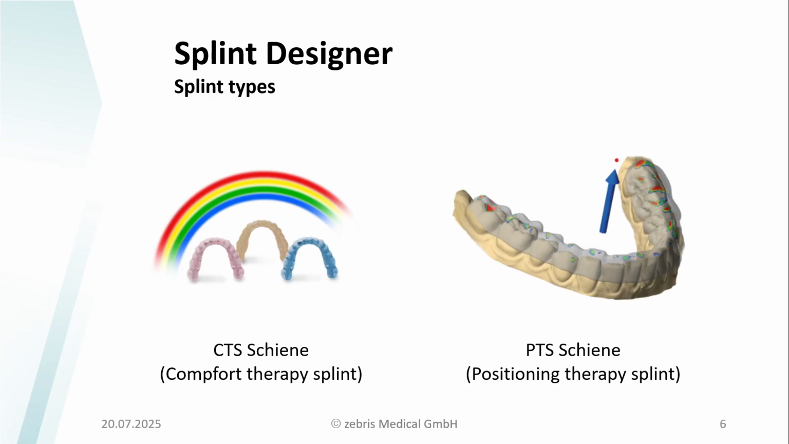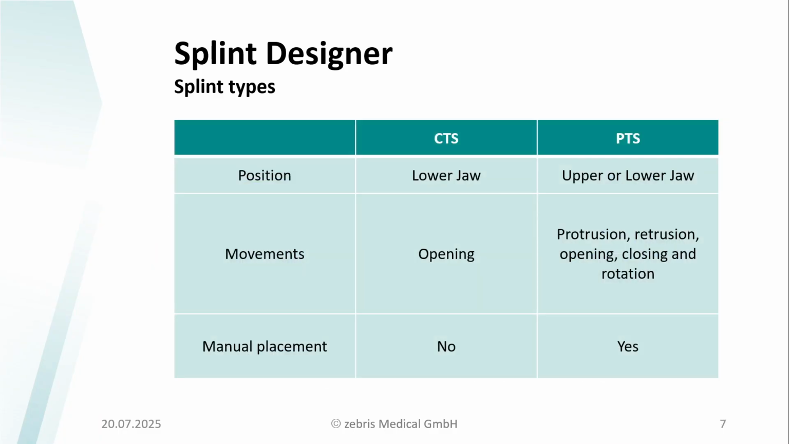We have two splints available. We have the CTS splint and the PTS splint, the comfort therapy splint and the positioning therapy splint. The differences between these two splints are quite simple. The CTS splint is the splint where you go straight forward. You have the positioning in the lower jaw. You place the lower jaw for the splint only based on the opening movement of your patient, and you have no manual placement of the condyle.